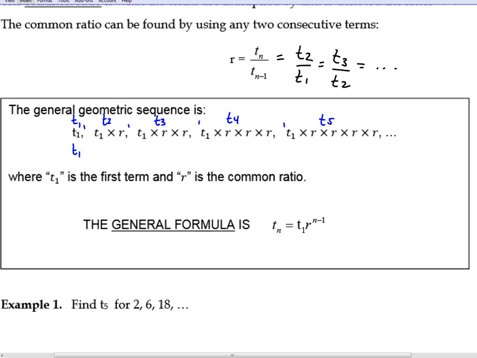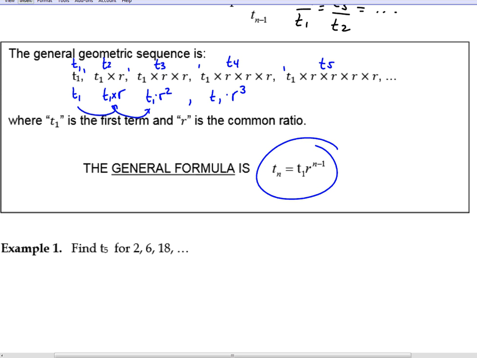Term 3 would be term 1 times r how many times? 1, 2, r squared. R times r. Okay? Term 4, to get to term 4, you start at term 1 and you'd have to multiply it by r how many times? 3 times. So do you see how many times we're multiplying by our common ratio is 1 less than the term number? Same idea as how many times we were adding d was 1 less than the term number. And so that's where this formula comes from.